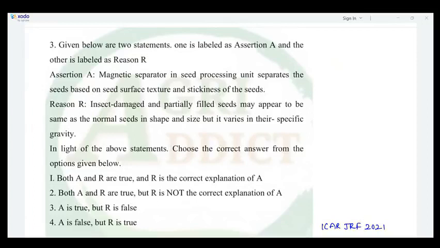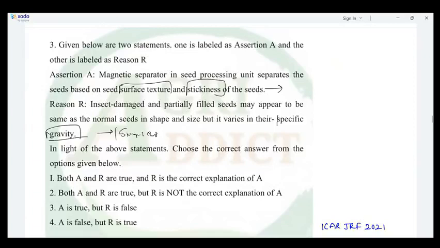See, both the statements are right. Why? Because the first one I told you is based on the surface texture and the stickiness. It is right, yes, the magnetic separator works on that principle. Secondly, insect-damaged or partially filled seeds may appear normal because of the same size and shape, but they always differ in their specific gravity. So if there is a difference in specific gravity, you can use a specific gravity separator.